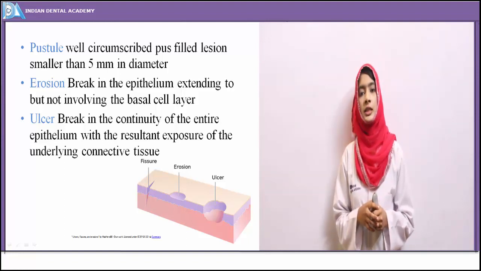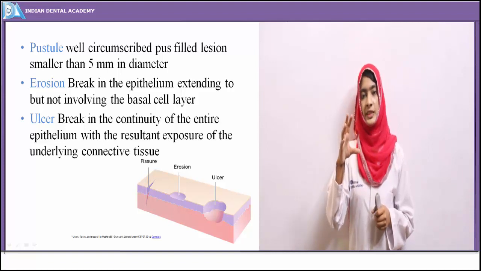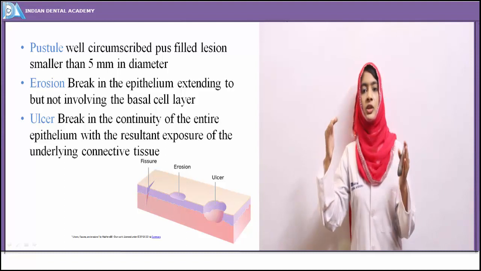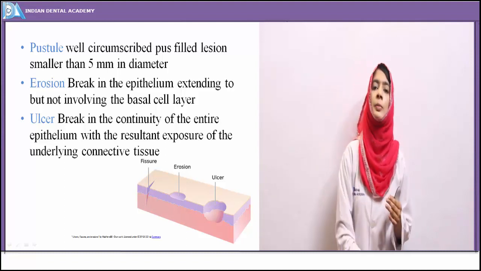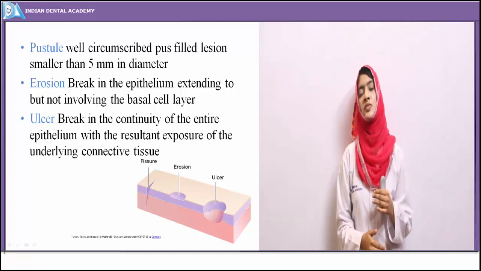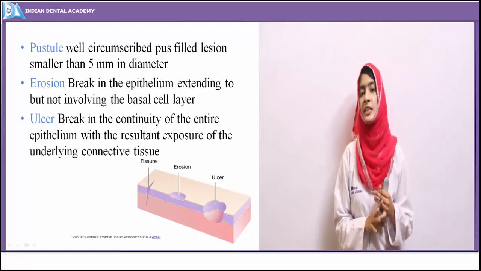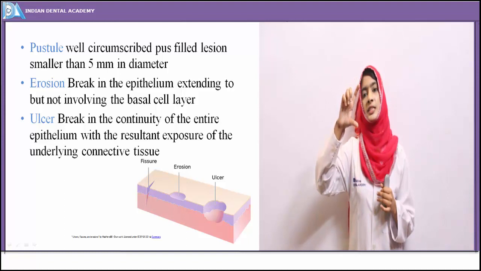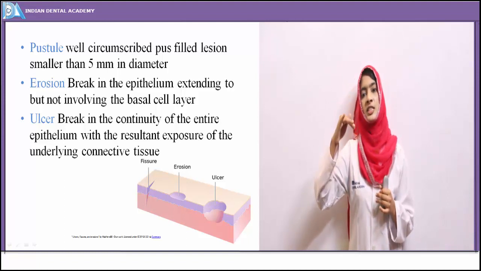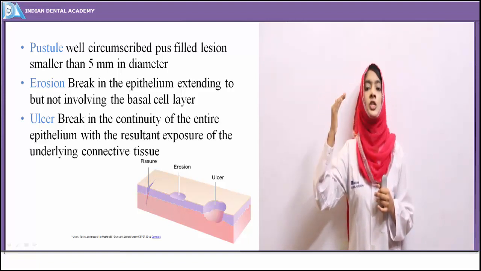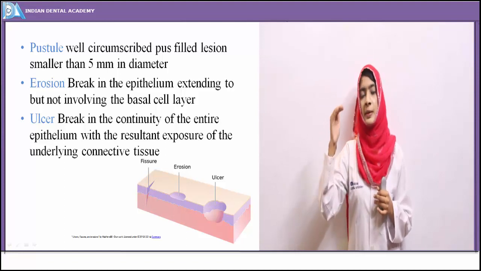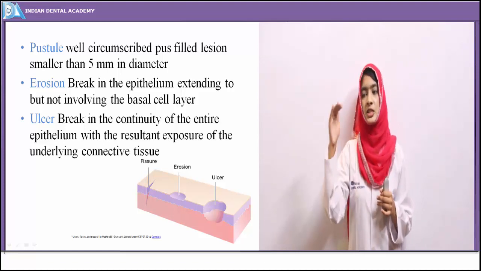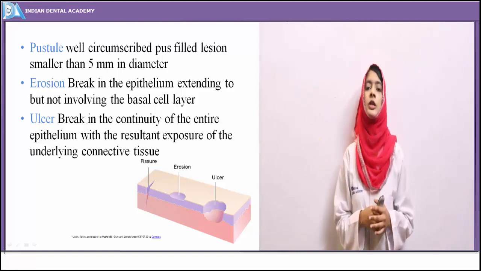Erosion. Erosion is nothing but a break in continuity of epithelium, where the discontinuity is not extending up to the underlying connective tissue, and even the whole of the epithelium is not involved. We know the epithelium has characteristic layers: stratum basale, stratum spinosum, stratum corneum. So in erosion, the break in continuity of epithelium doesn't extend to the basal layer. It is just restricted to the superficial layer only.